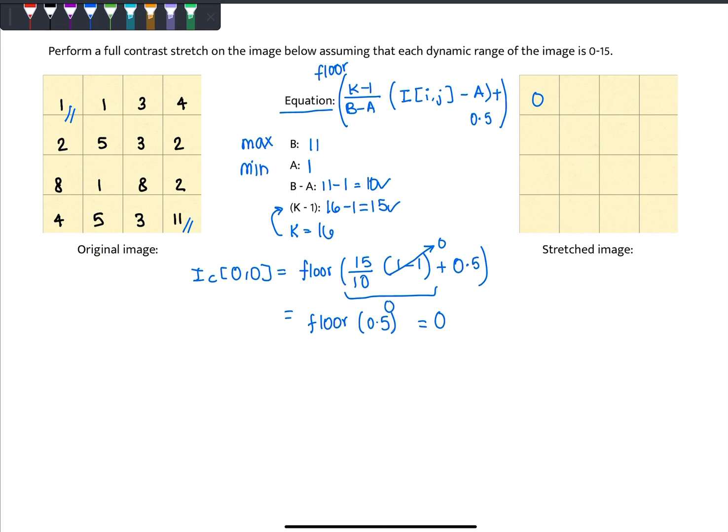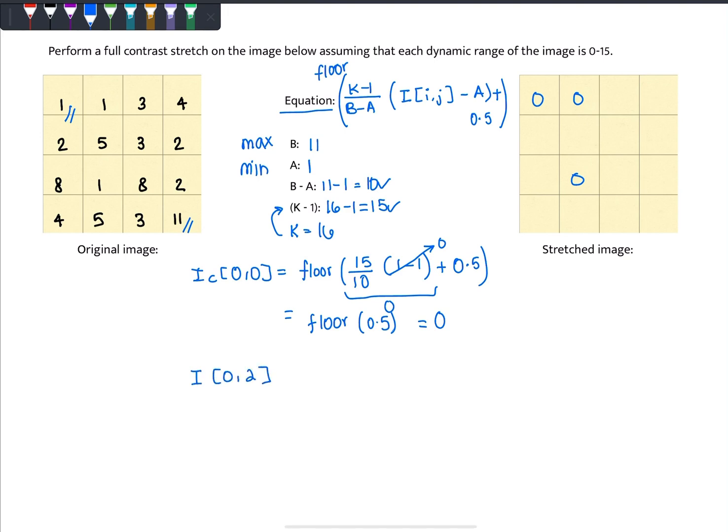Now, since our equation is going to result in the same value for all intensities where we have a 1, we can safely assume that all these 1s will translate to 0 in the stretched image.